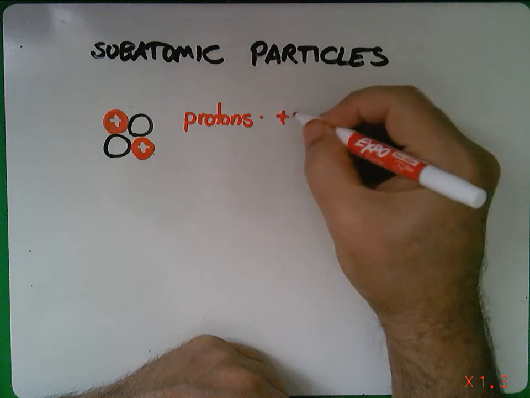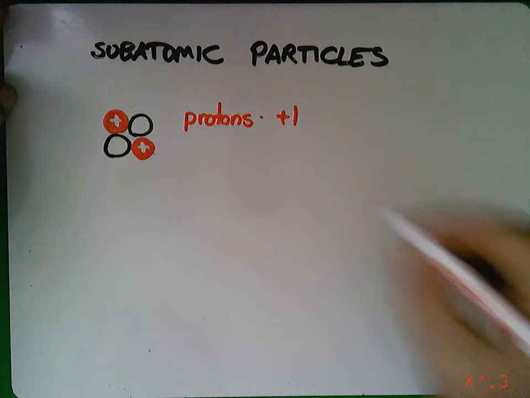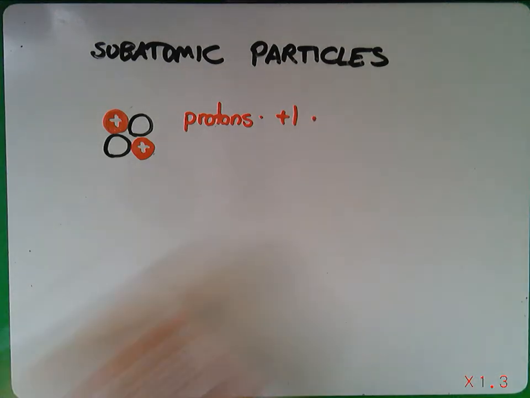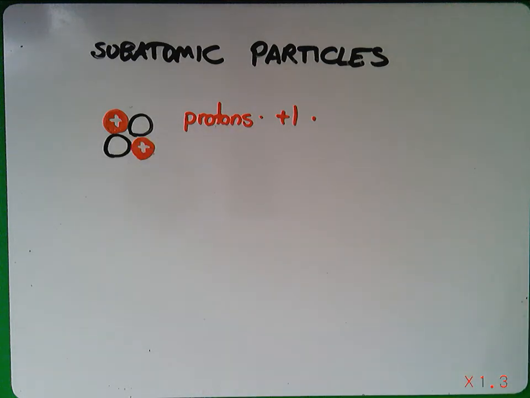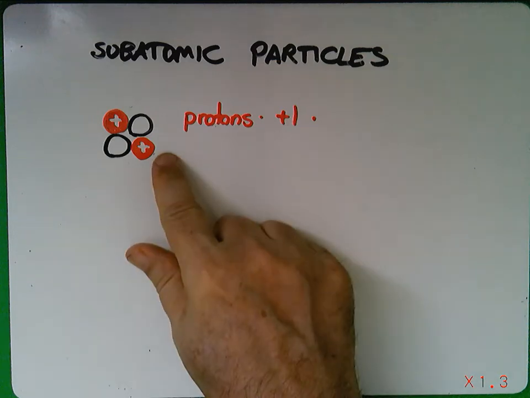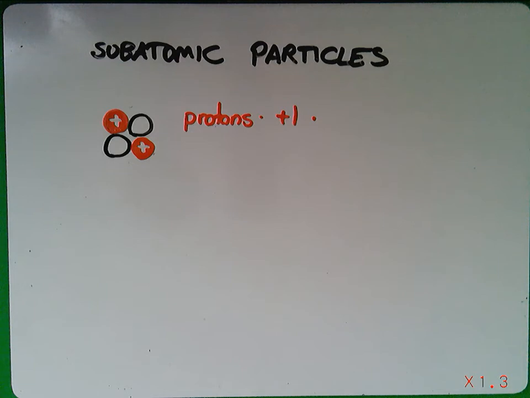They have a +1 charge relative to electrons, which have a -1 charge. They have an equal and opposite charge. And they have a mass, which we're going to express in atomic mass units. We're going to say a proton, or one of these other particles, which we're going to see are neutrons in a minute, have a mass of about 1 atomic mass unit. So this whole thing would be 4 atomic mass units, roughly, because it contains 4 little particles.